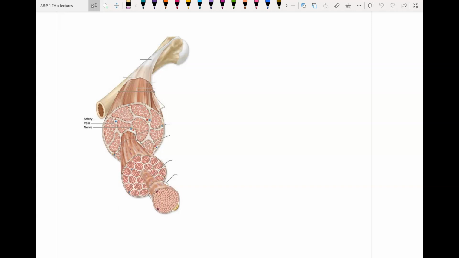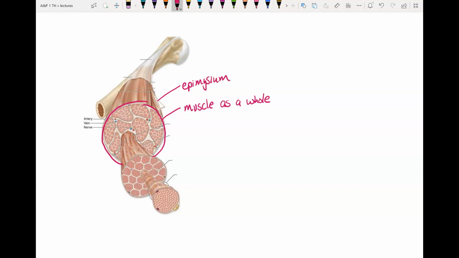So we're going to start off with the muscle as a whole. So here is our entire muscle. Now, these bottom sections of the picture are where they're zooming in on parts so we can see it more closely. But here we have the muscle as a whole. And it is enclosed in a connective tissue wrapping called the epimysium. So look for patterns in words. The epi means on top, and the my refers to muscle.